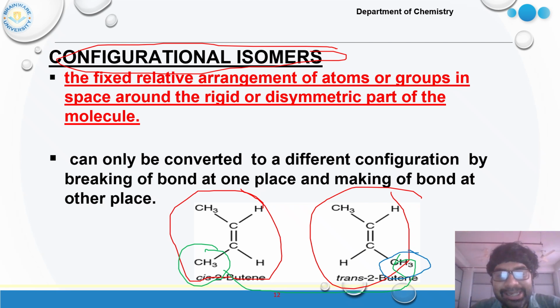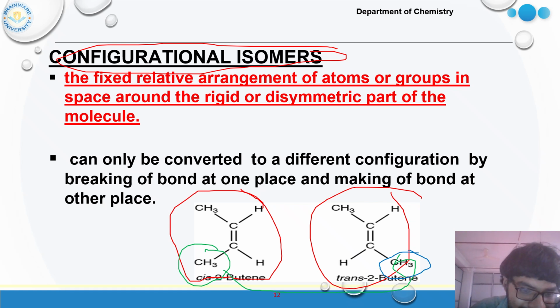So, the stereoisomers which differ in configuration. What is the meaning of configuration? One form can be converted into another form by breaking of bond and attaching the bond to the opposite side. We call it configurational isomers.